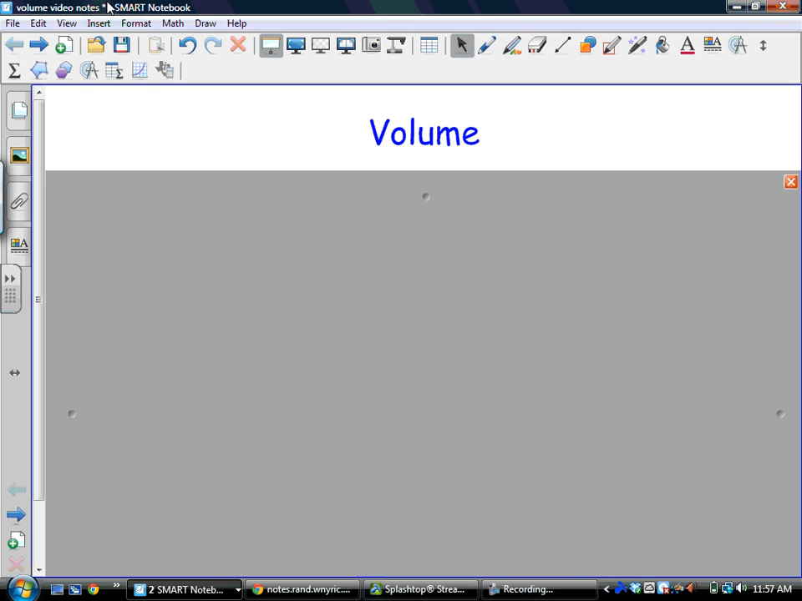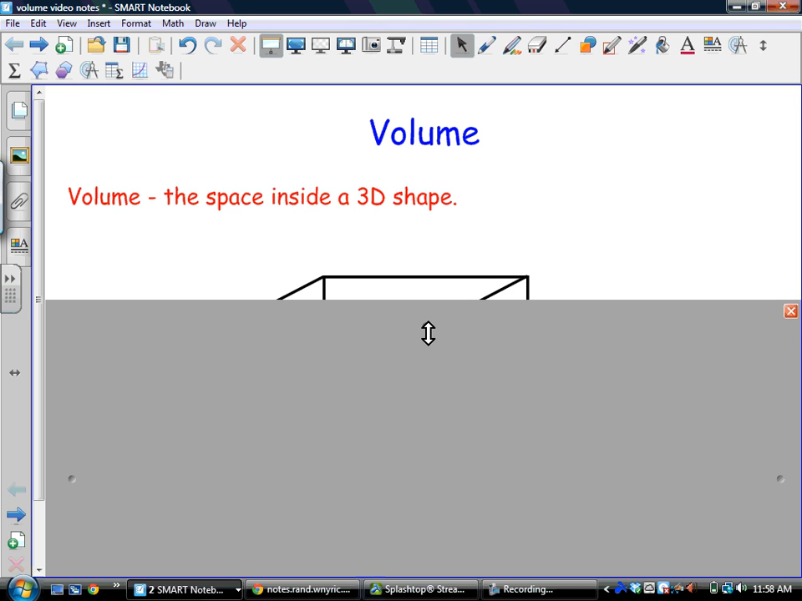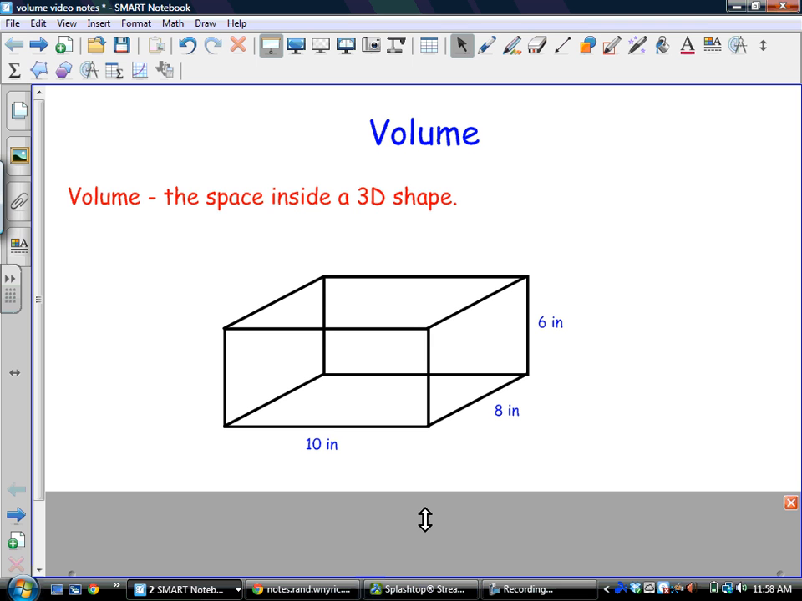So, let's just start with vocab. There's one term today, what volume is. That's the space inside a 3D shape. And then we're going to look at 3 examples of finding volume. The first one's going to be with a rectangular prism.